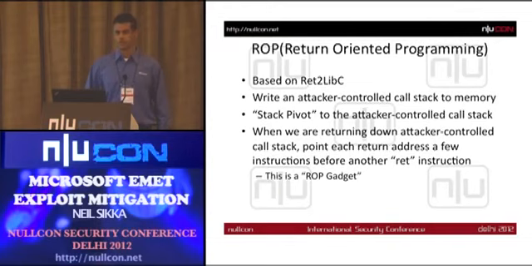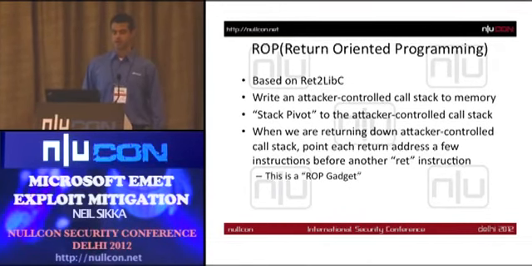So I'm going to be giving two demos today. The first one was the ROP demo that I wrote. ROP stands for Return-Oriented Programming, and it's based on ret-to-libc. It's where an attacker writes an attacker-controlled call stack into the process's address space, and then they stack pivot from the real call stack that's being used by the process to their attacker-controlled call stack, and they do this by a stack pivot gadget. The reason this is useful is because when returning, once they've already stack pivoted to the new stack, they use that stack. The stack contains information about where to return to. So they return to specially selected places, which I'll get to later.